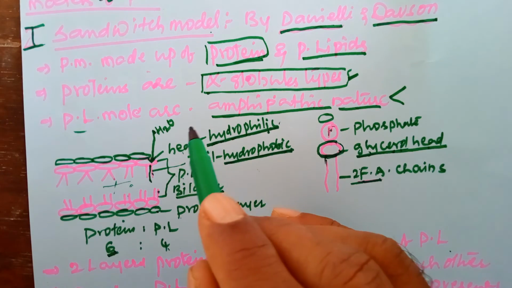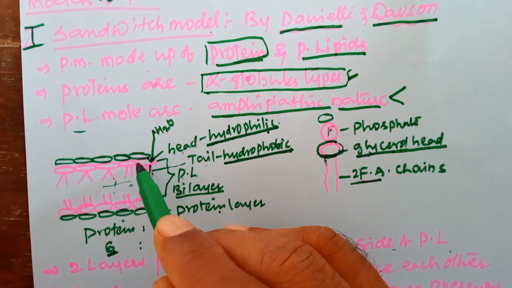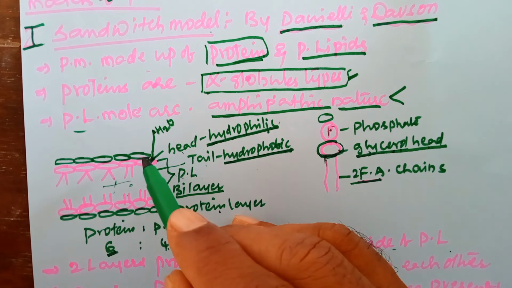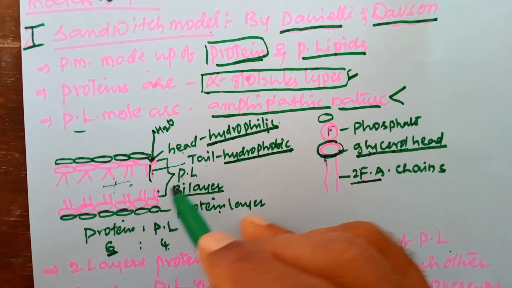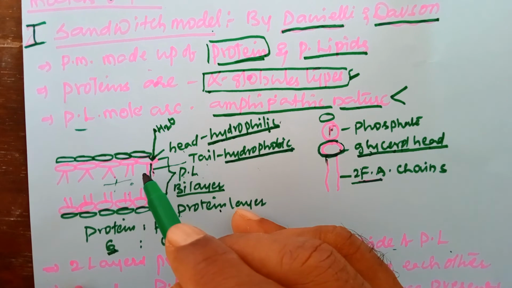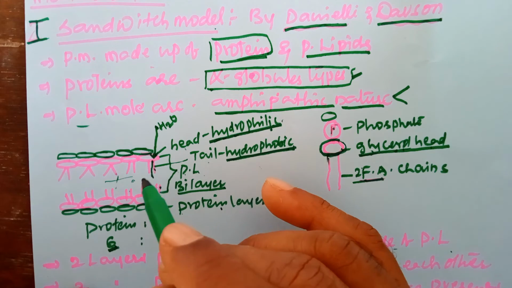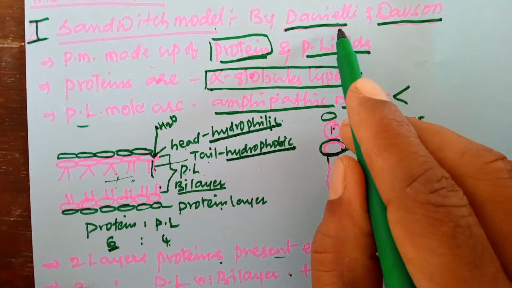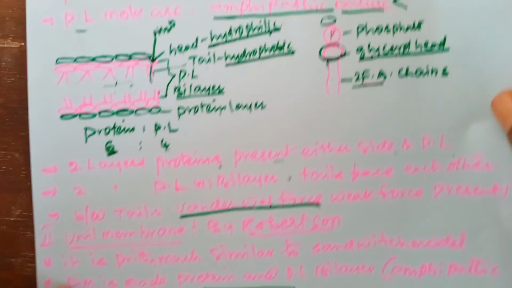So this is about the sandwich model. Sandwich model means here, outside of the protein layers, two layers of phospholipid are present. It is visible like a sandwich, so it is considered the sandwich model that was explained by the scientists Daniel Lee and Davson.